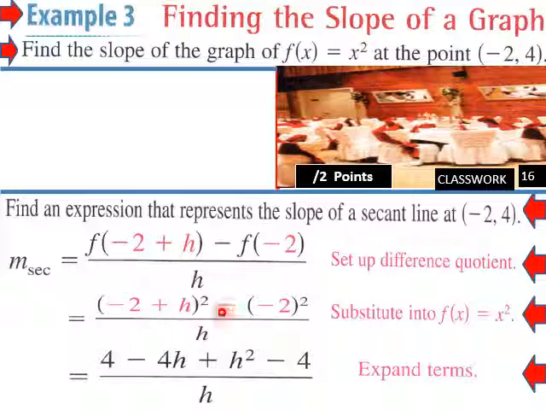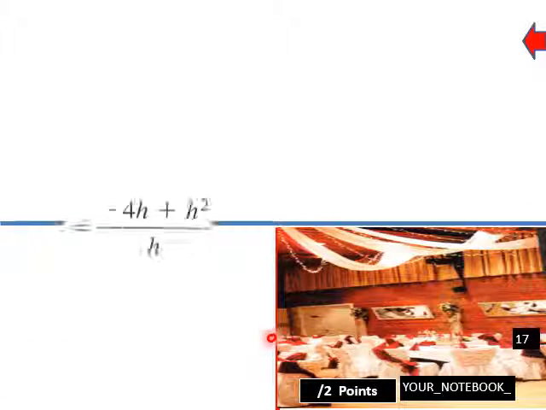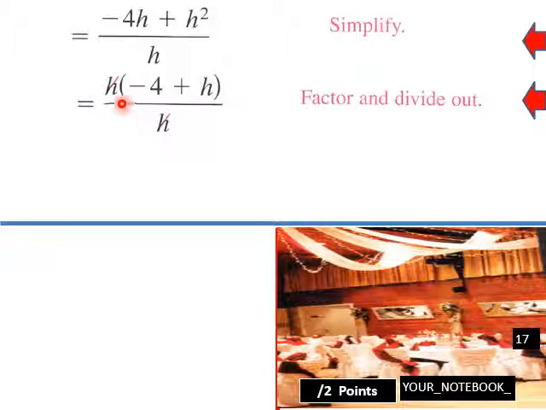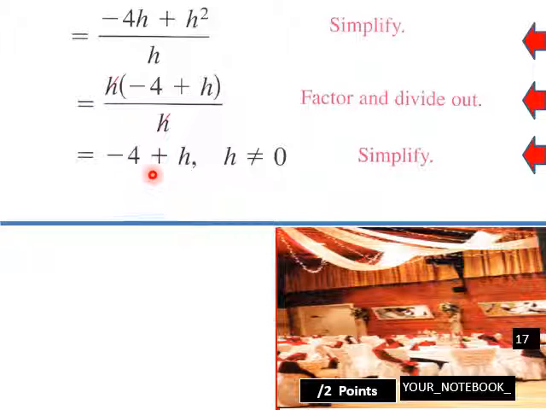Now we simplify this by expanding out. We get 4 minus 4h plus h squared, and then minus 4, since -2 squared is 4, over h. Then we have -4h plus h squared over h. Simplifying further, we factor out an h, and then the h's cancel. Then we have -4 plus h. That would be our simplification.